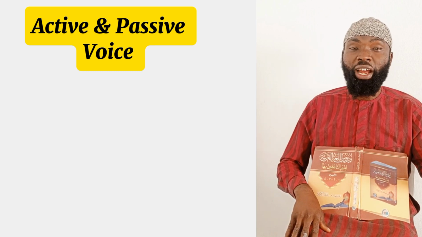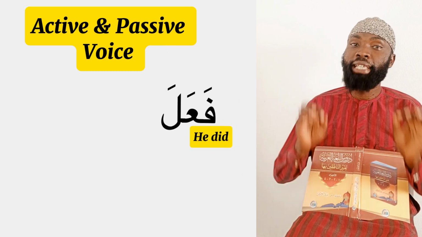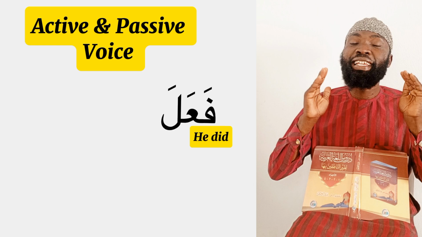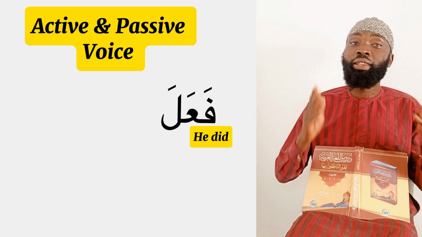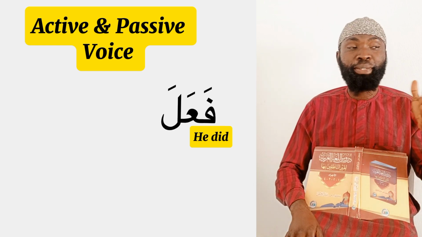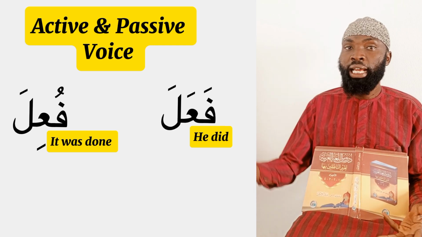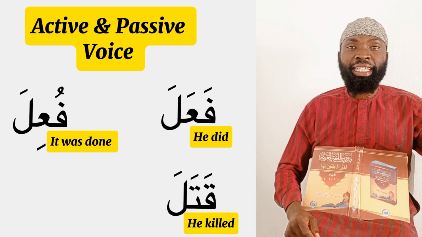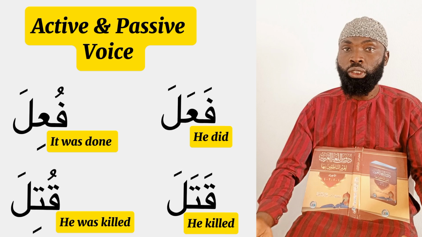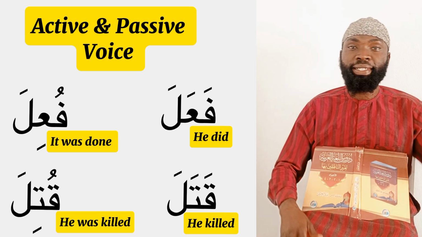An example is the word fa'ala, which means he did. This is in the active voice. To put this in the passive voice, you simply say fu'ila, which means it was done. Qatala, he killed. Qutila, he was killed. You can see both the active and the passive voice.